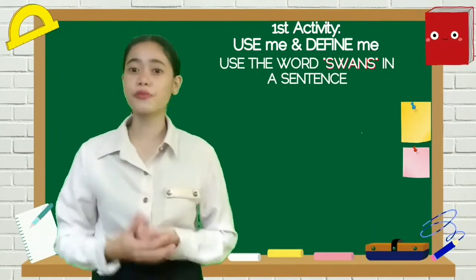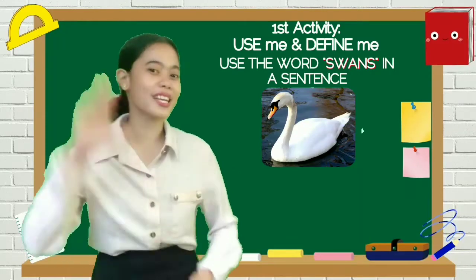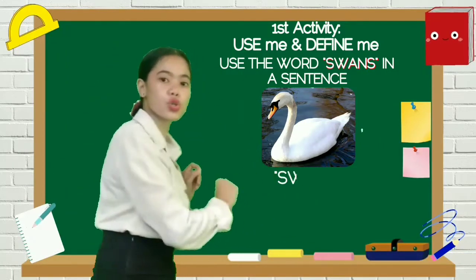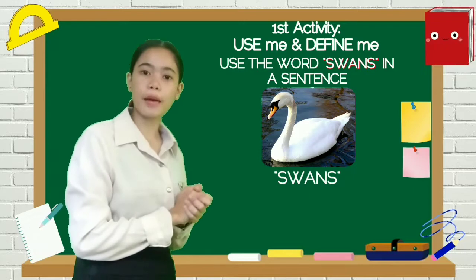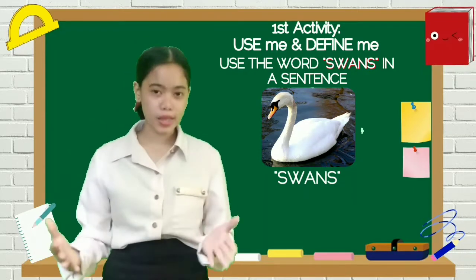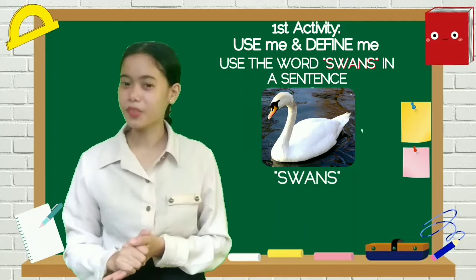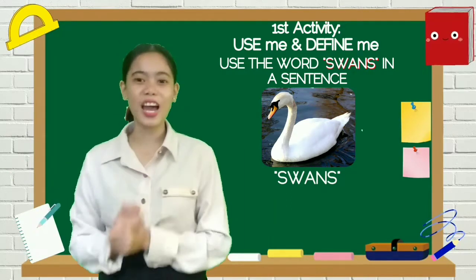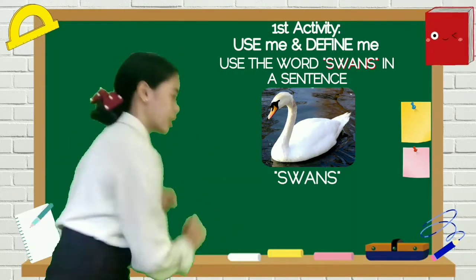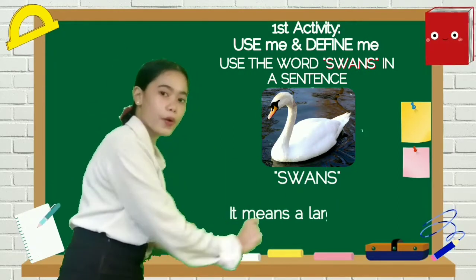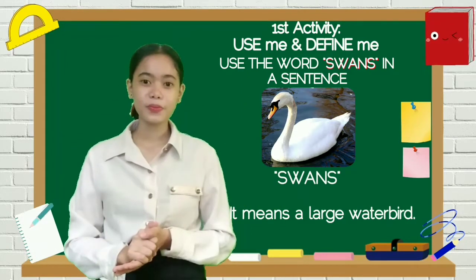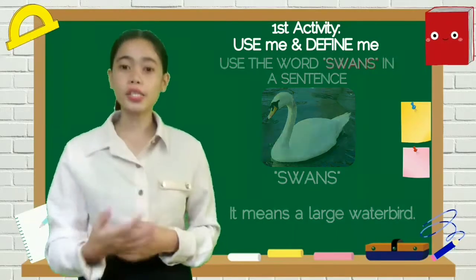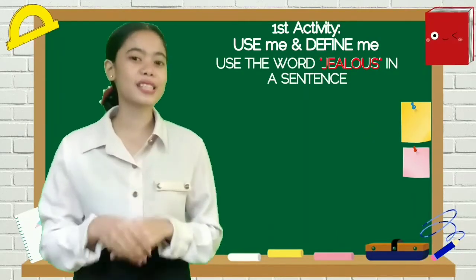Next, for item number 4, use swans in a sentence. She turned all of them into swans and threw them out of the palace. What does the word swan mean? Raise your flags. Yes, that's right. So you said swan is a large water bird. Very good. Now, for our next item, use jealous in a sentence.